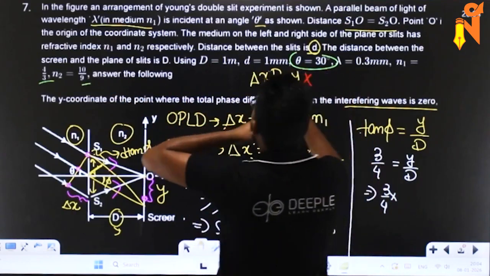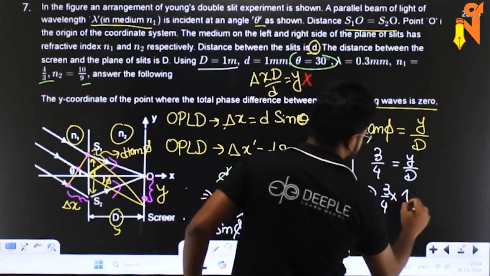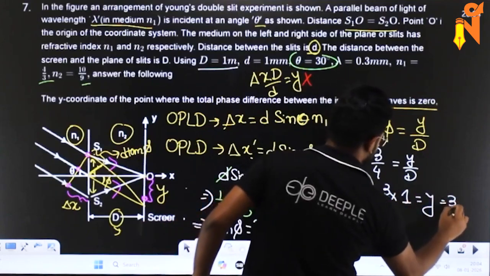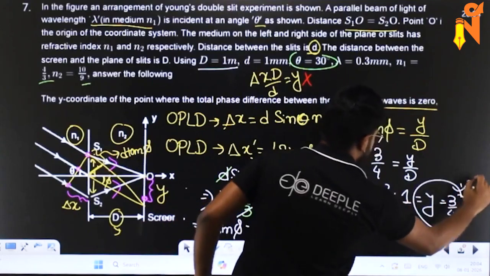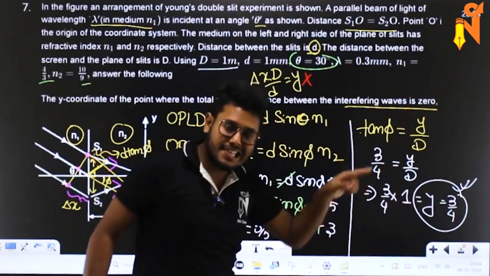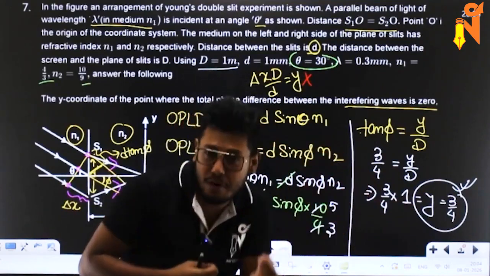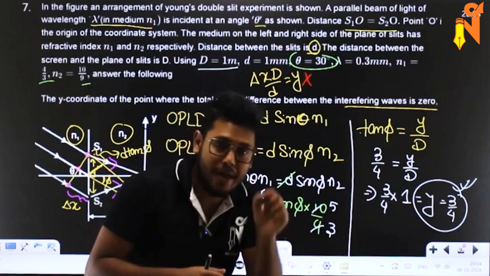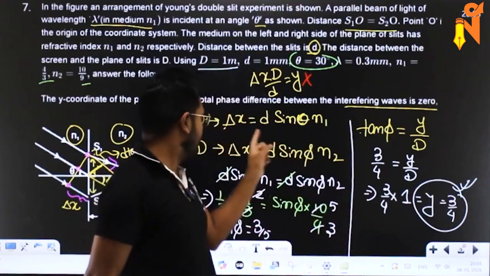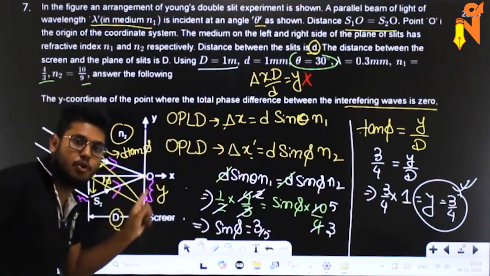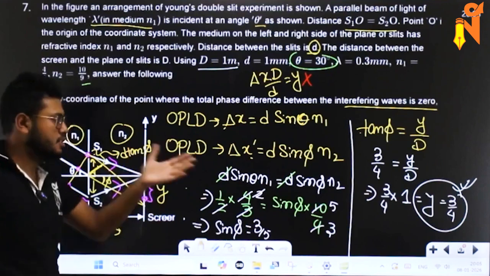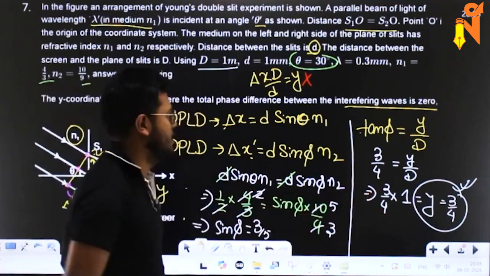Let's see, 1 meter. So 1, that is y, that is 3 by 4. So 3 by 4 is the correct answer. And as I just convinced you logically, the lower ray, which has already traveled more distance, now has to travel a lesser distance. So the point on the screen has to be lower than the geometrical center. So minus 3 by 4 is the correct one.